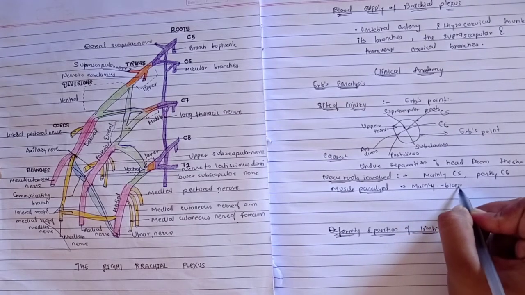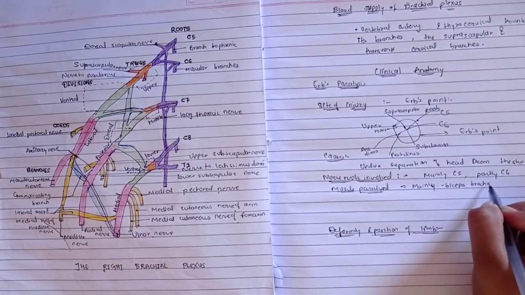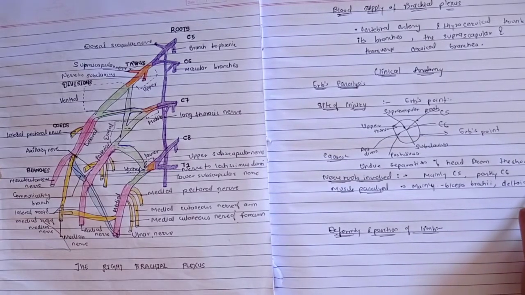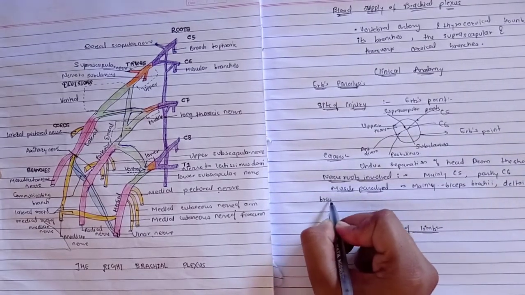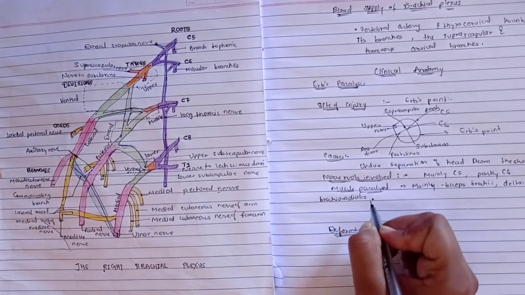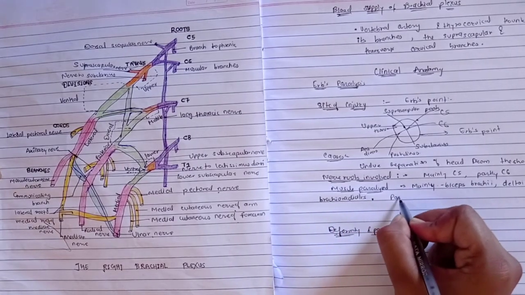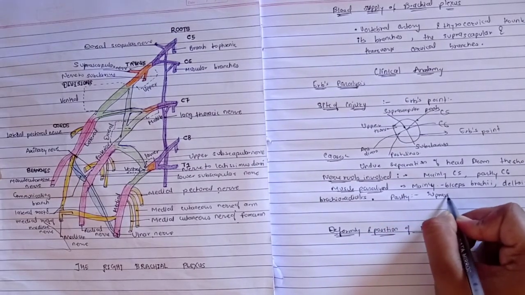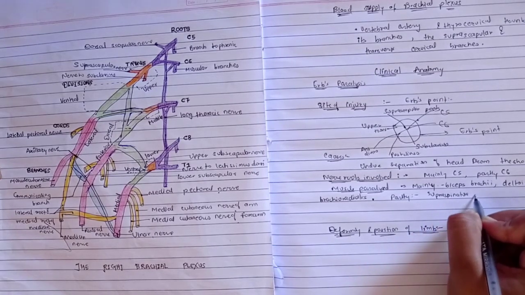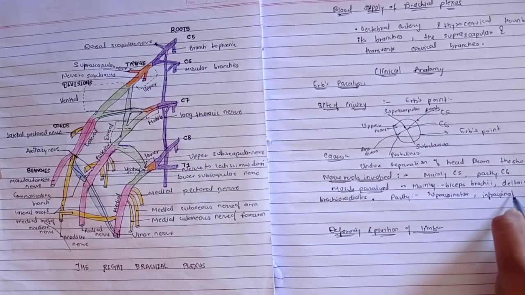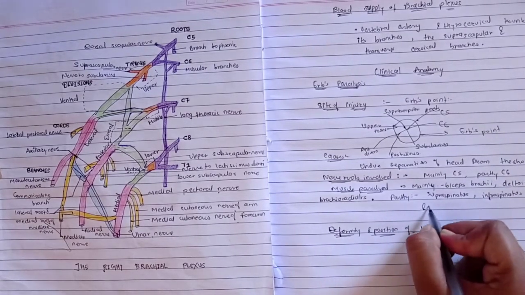The muscles which are paralyzed mainly include biceps brachii, deltoid, brachialis, brachioradialis, and the muscles which are partly involved are supraspinatus, infraspinatus, and supinator.